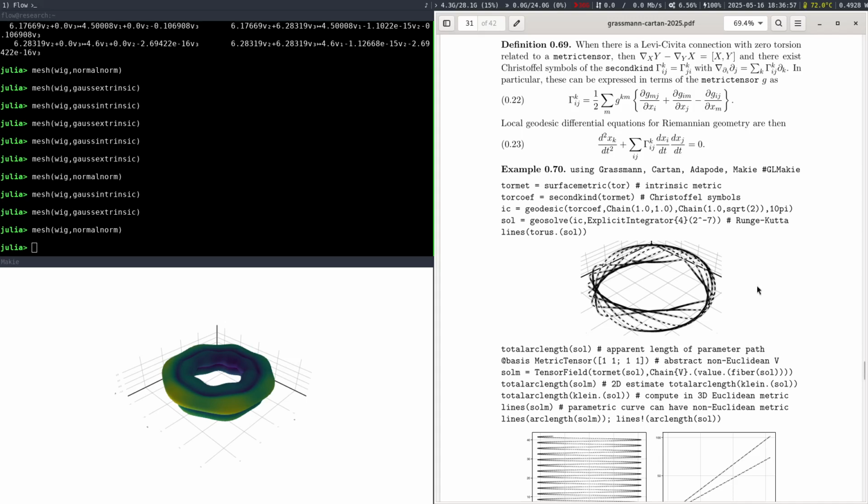So this is a formula that has been discussed many times before regarding the Christoffel symbols of the second kind. And then there's the local geodesic differential equations for Riemannian geometry, which apply these Christoffel symbols. So we're gonna do this in an example here. We're gonna continue from the previous example.